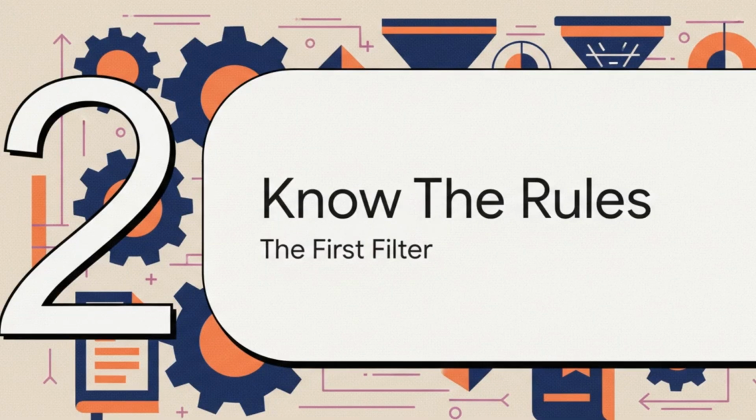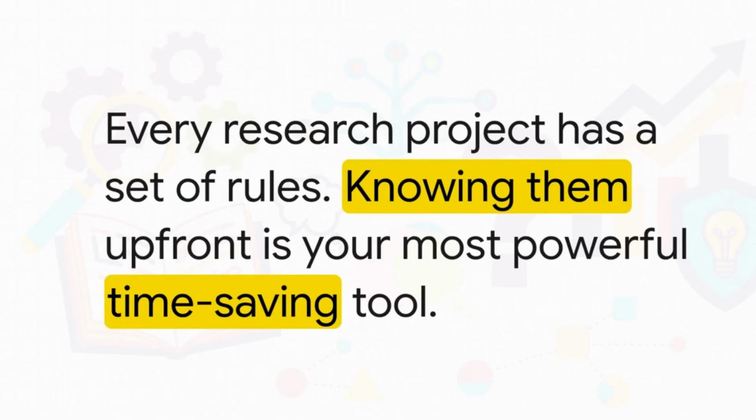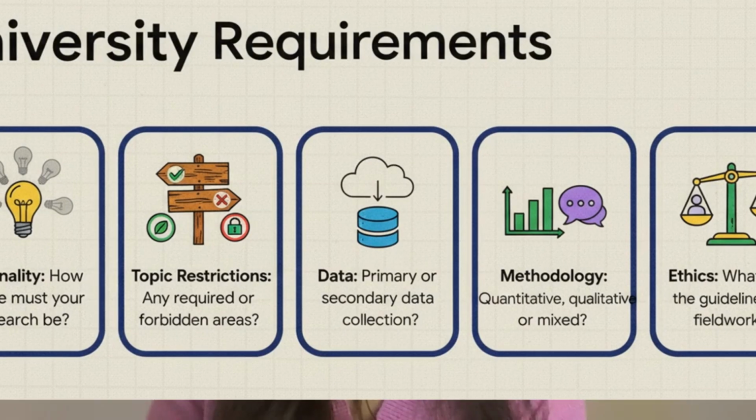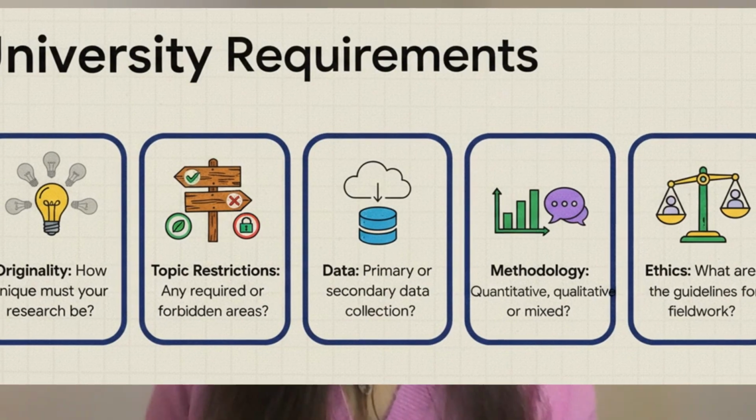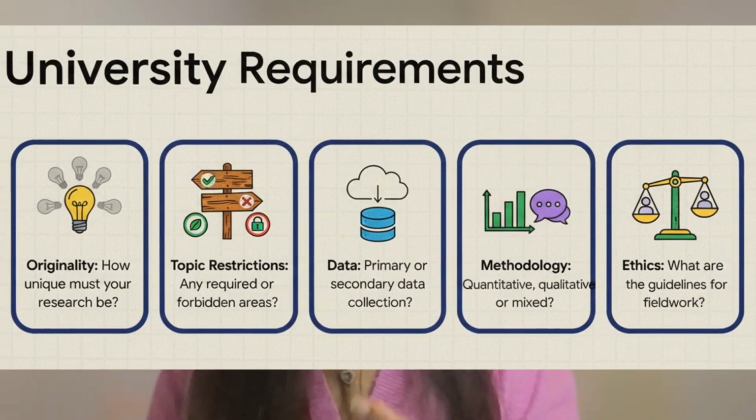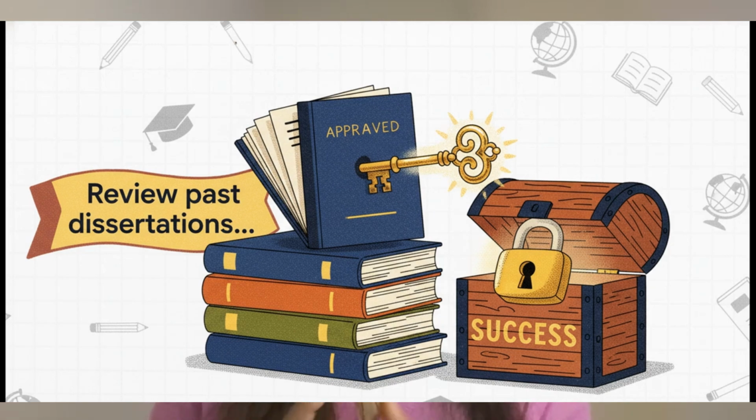And then move on to the first filter, which is you have to also understand and check your university guidelines. So, are there certain topics off limits? Do you need to collect original data? Is there a preference for qualitative work or quantitative work? What you can do is read three or four recently approved dissertations from your exact program. These can help you like a cheat sheet for what passes and what doesn't.